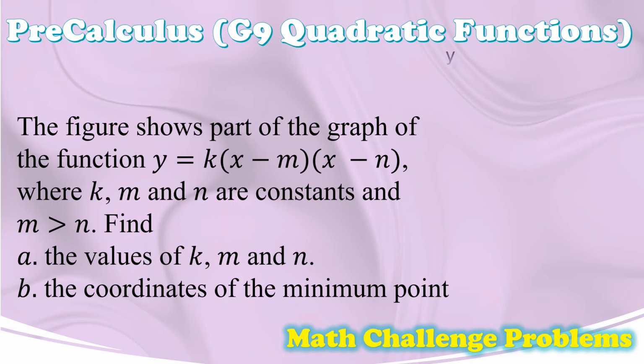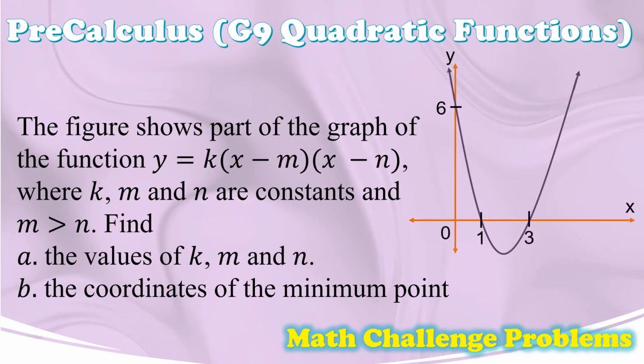The figure shows part of the graph of the function y is equal to k times the quantity x minus m times the quantity x minus n, where k, m, and n are constants, and m is greater than n. Find, letter A, the values of k, m, and n, and letter B, the coordinates of the minimum point.